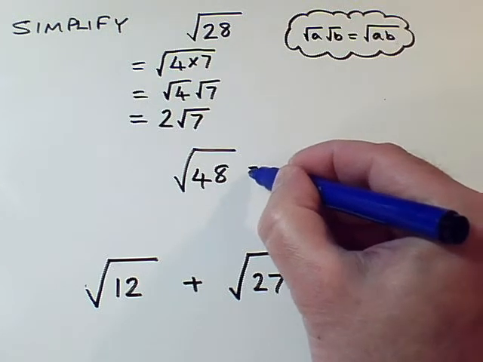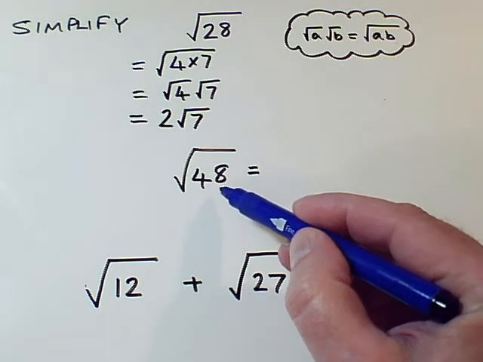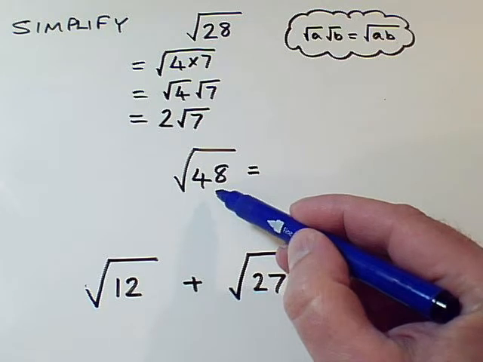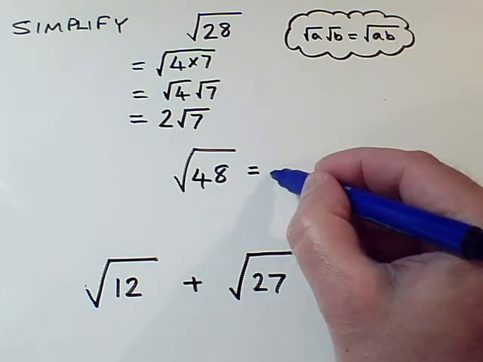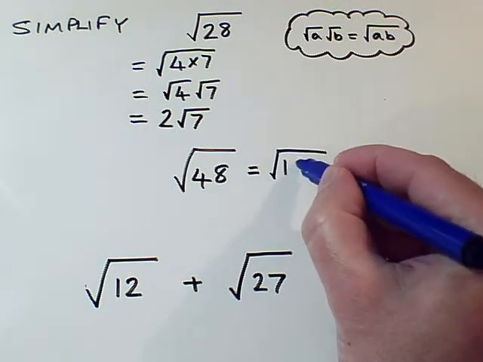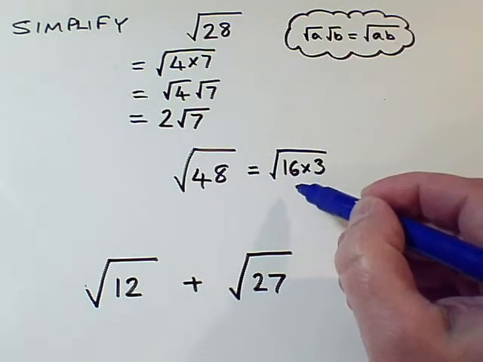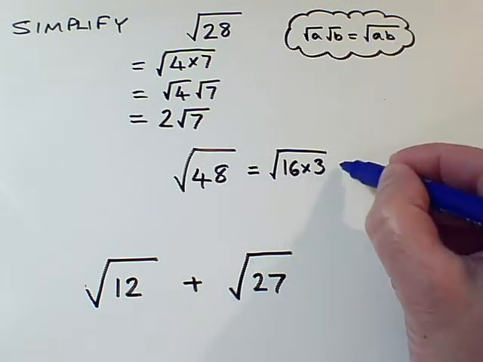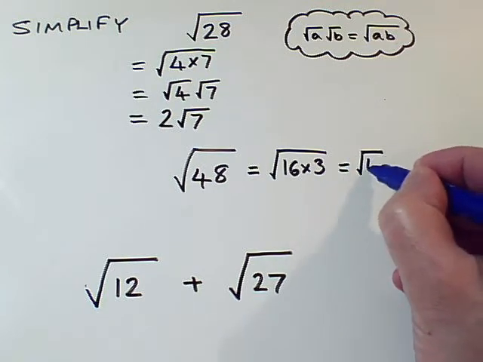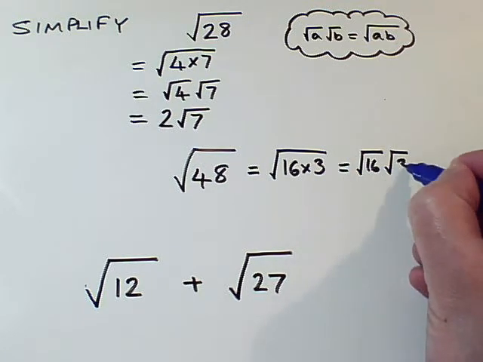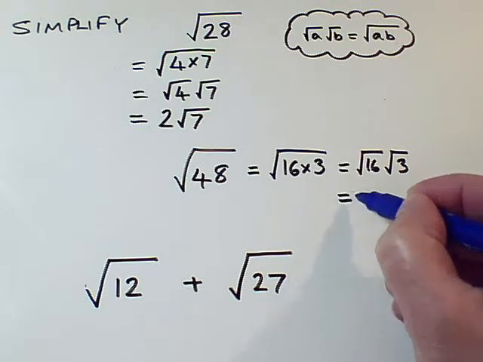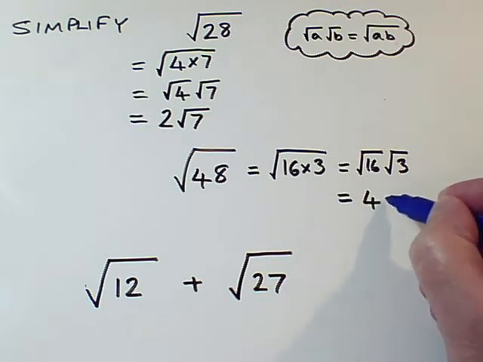Similarly, root 48, well, I could write it as 4 times something, okay, but it's better if I recognise that it's 16 times 3, 16 being the biggest square number that I can use, so I can write it as the square root of 16 times the square root of 3, and the square root of 16 is 4, so it's 4 times the square root of 3.